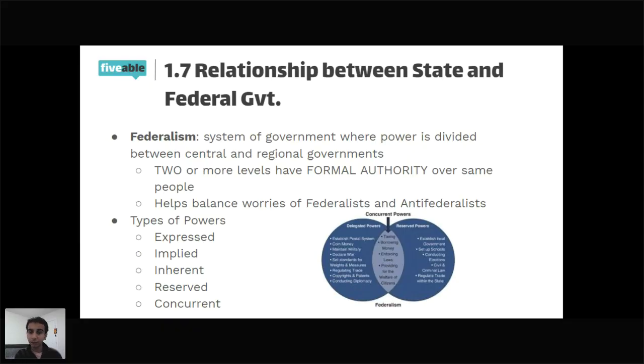Exactly. So Anika, you're right. Express powers are explicitly stated in the Constitution. You can point to it in the Constitution. That's how an express power is derived. Where does an implied power come from?